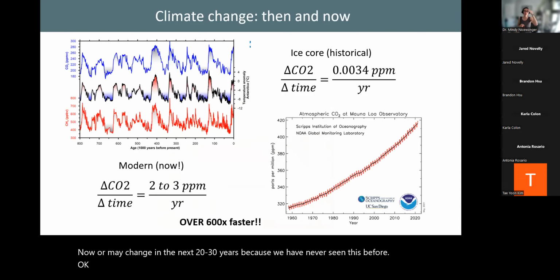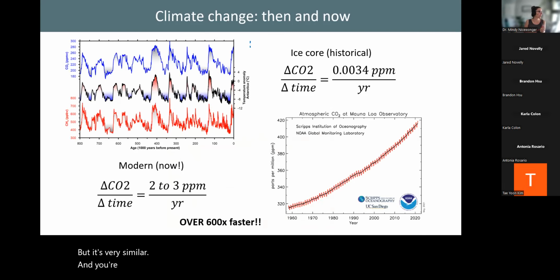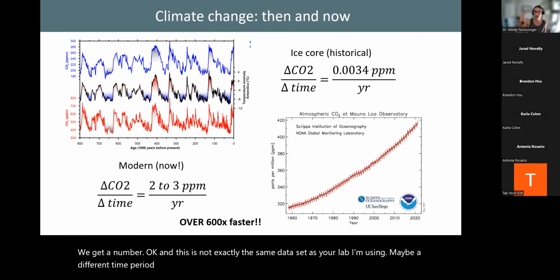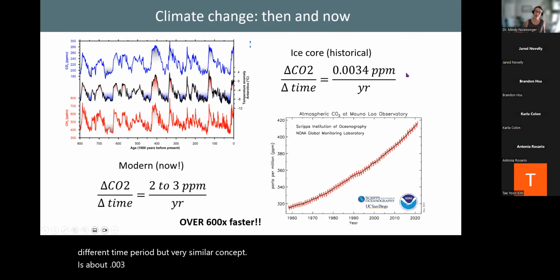Okay, so this is an example. This is kind of from your lab. It's not exactly the same data set, but it's very similar. In your lab, you're asked to calculate the rate of change in the historical record from the ice cores. So the change in CO2, the delta symbol meaning change in CO2 over time. We get a number, again, maybe using a different time period, but a very similar concept, of about 0.0034 parts per million per year.